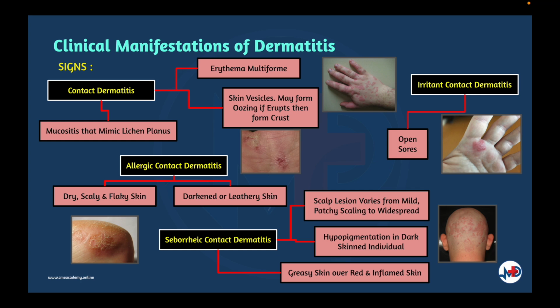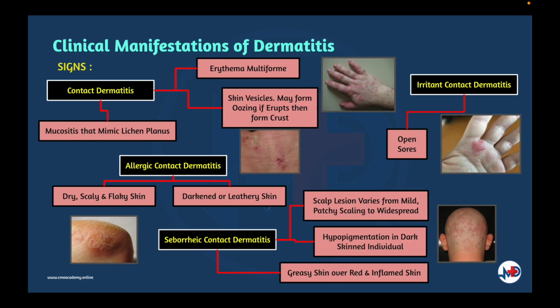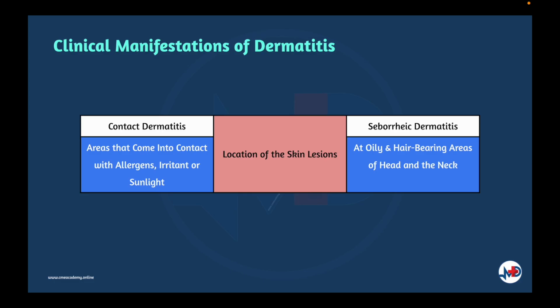The skin appears to be briny or greasy, scaling over red, inflamed skin. Hypopigmentation is seen in dark-skinned individuals, and in the trunk, there might be annular or geographic petaloid scaling. The major difference between contact dermatitis and seborrheic dermatitis is the location of the skin lesions. For contact dermatitis, it occurs at areas that come in contact with the allergens, while for seborrheic dermatitis, it is found at oily and hair-bearing areas of the head and neck.